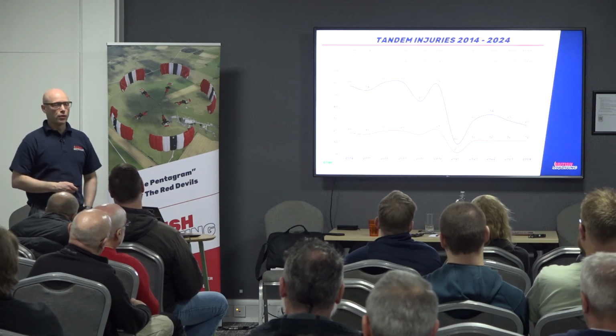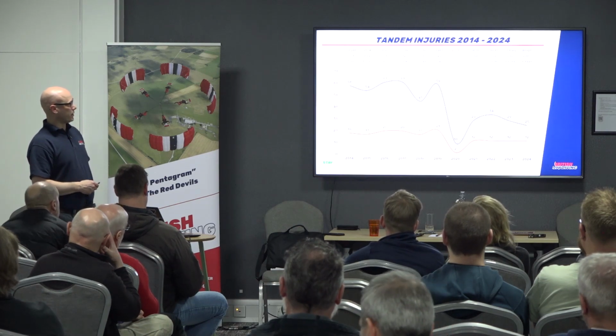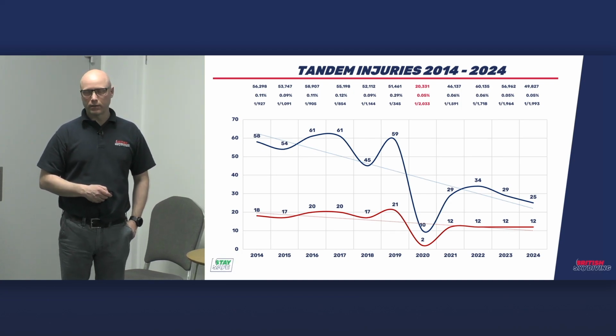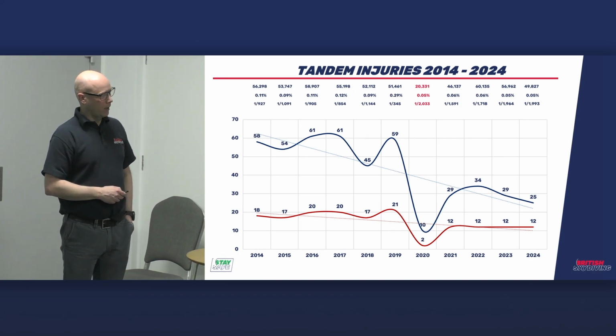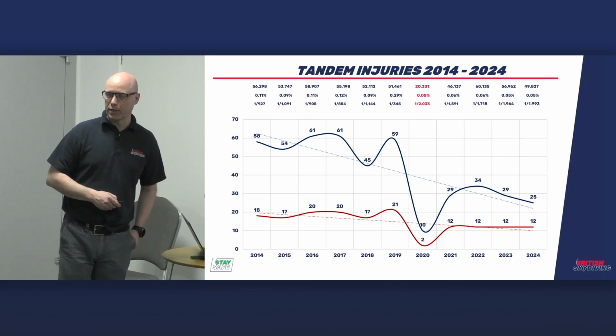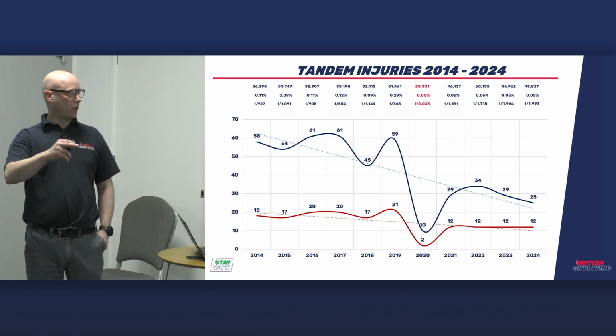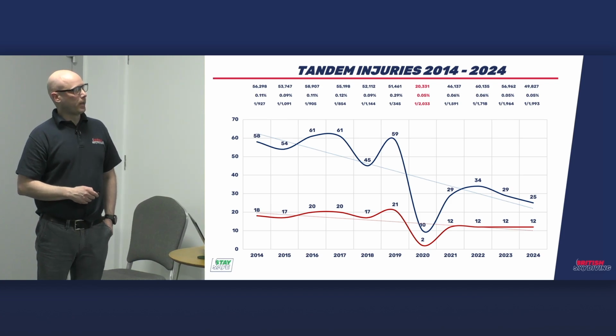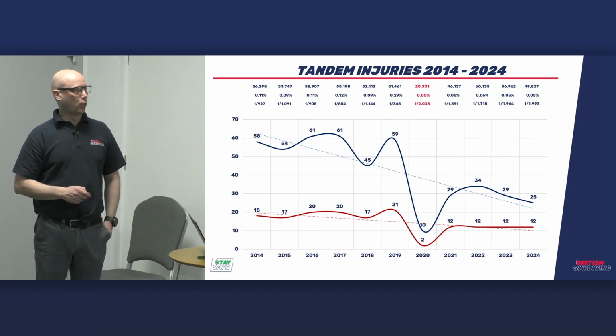So moving on to injuries. A really great thing is that the injuries are on a downward trend. But serious injuries are pretty much flatlined. So the line in red is those we consider serious, i.e. category 2 upwards, and the blue line is those in total. Talking about the rates of injury, which is important.